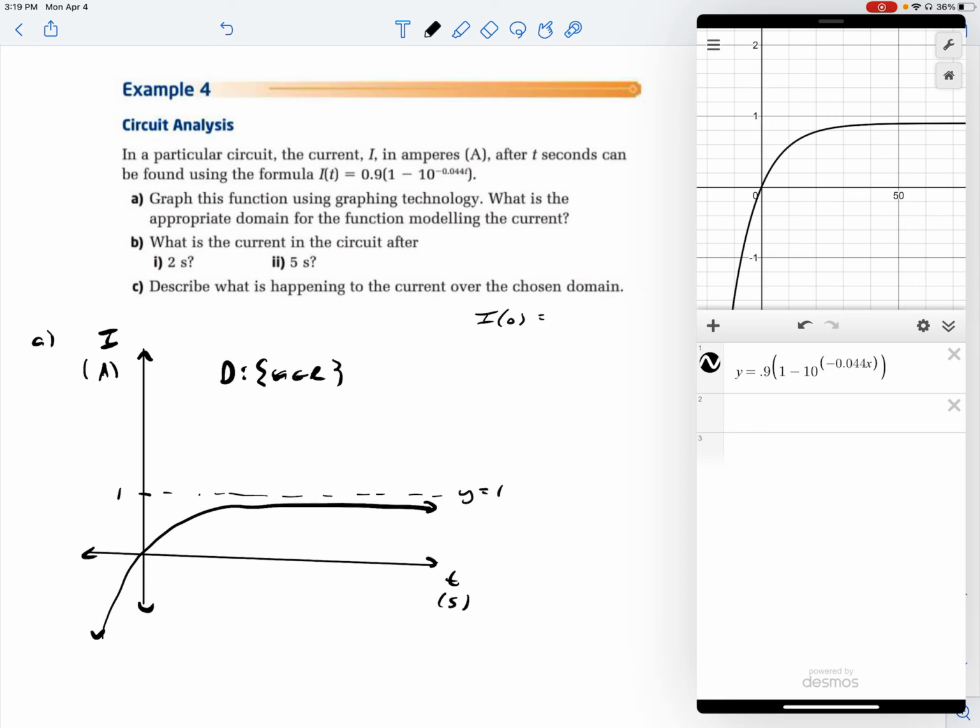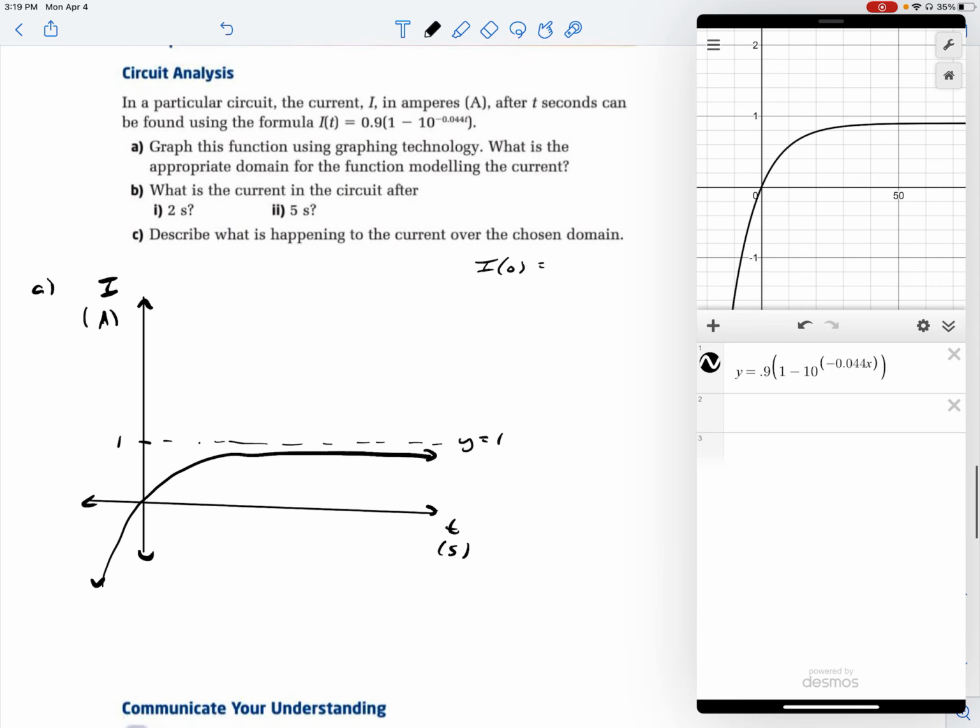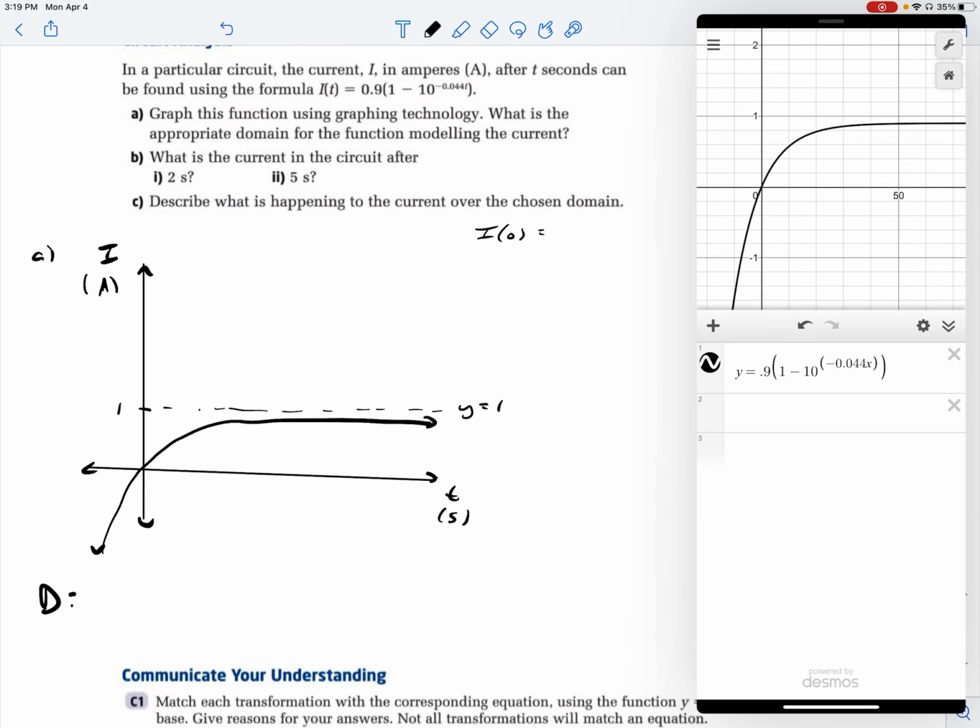Oh, it says what is the appropriate domain? Okay, I'm sorry. So appropriate domain, well, we're using this equation. We probably want time to be greater than 0. So let's erase this, pretend that never happened. Okay, so for part A, we're going to say the domain. We just want positive time. So t is an element of R, t can be greater than or equal to 0. Okay, it makes sense that the situation only accounts for positive time.